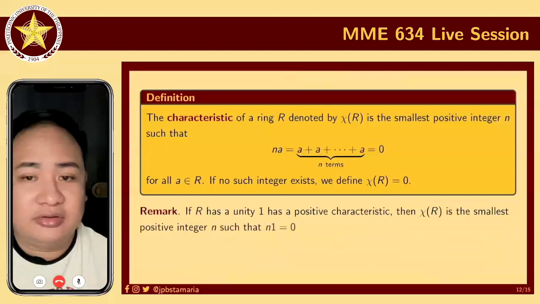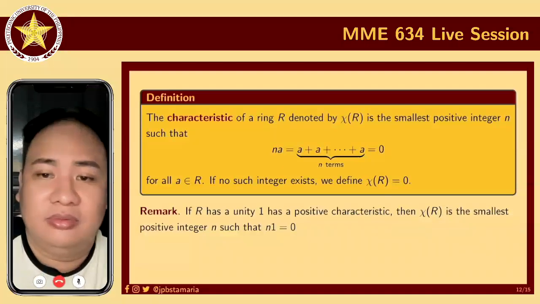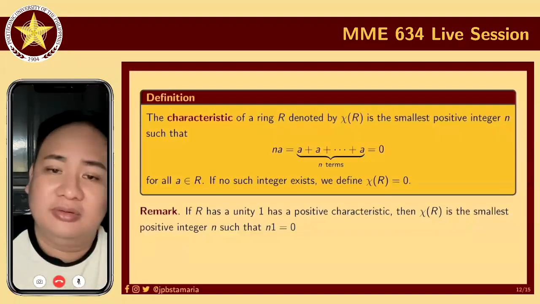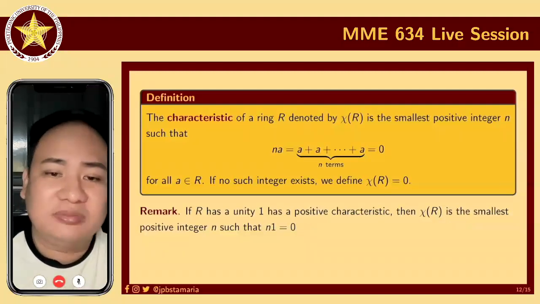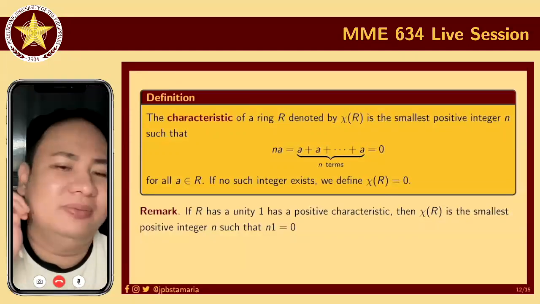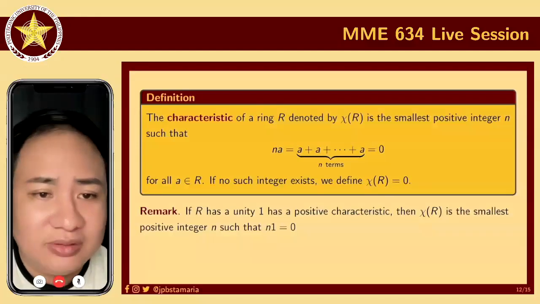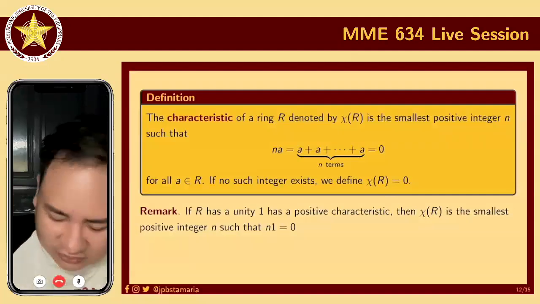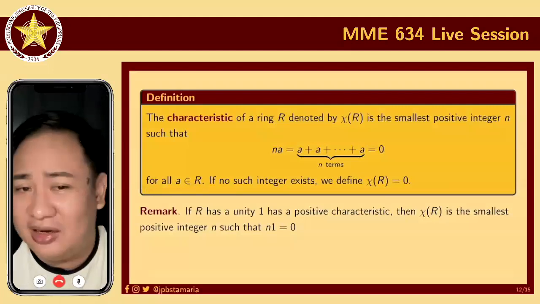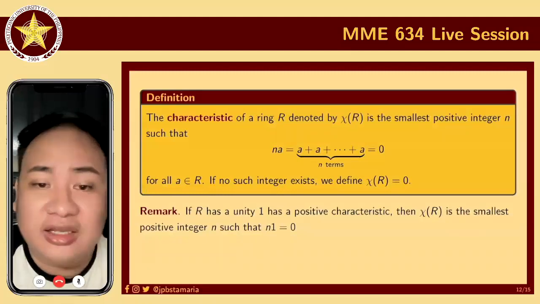Now, in case that the ring has a unity, 1, and it has a positive characteristic, ibig sabihin hindi 0 ang characteristic, then the characteristic is the smallest positive integer n so that n times 1 is 0. Ibig sabihin nito, kapag may unity yung ring mo, ang kailangan mo lang tignan yung unity. Wag mo nang tingnan yung definition, for all A in R. Ibig sabihin, kailangan ko bang itest isa-isa lahat ng mga elements? If the ring has a unity, you only need to check the unity.